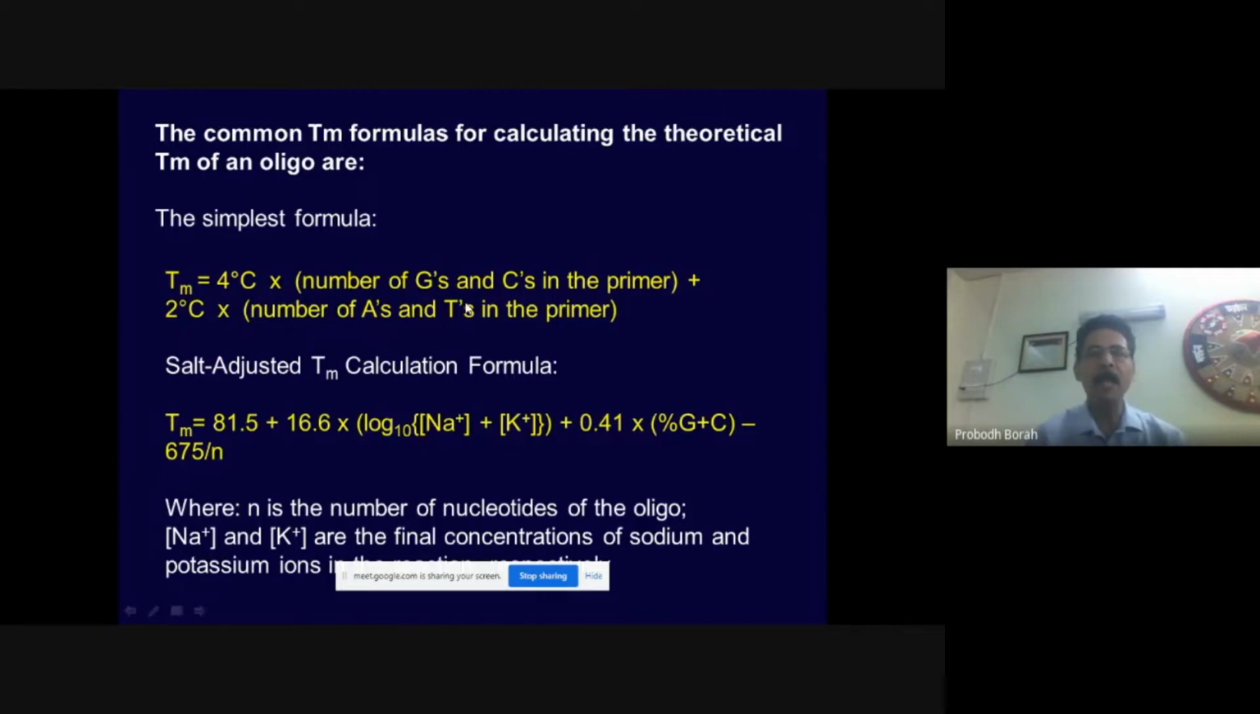There are some complex formulas. They are also used in a number of online and offline tools. One such formula is this, which calculates not only the optimum TM value, but is also calculated based on the concentration of different salts in the buffer, particularly sodium and potassium salt, because the PCR reaction is done in presence of a buffer. So the buffer contains sodium and potassium ions for balancing the electrolyte concentration.